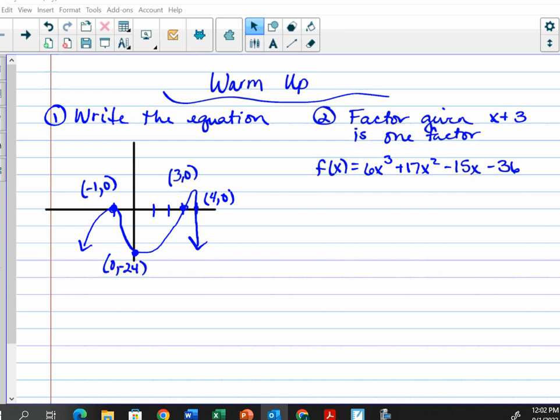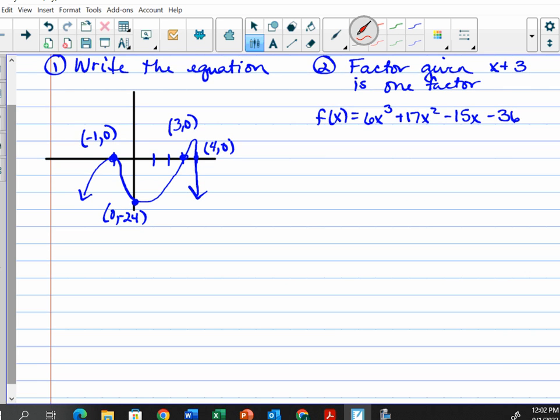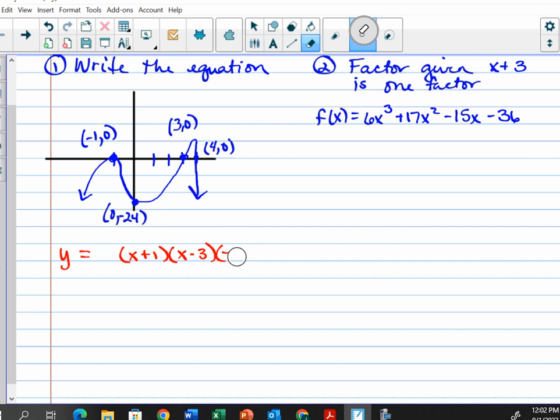Okay, guys, let's go through these. The first one, I think most people were good with the factors. Am I right? Like we were okay with the x plus 1, x minus 3, and x minus 4. Everybody saw those? Okay. Which one of those factors should have multiplicity on it?